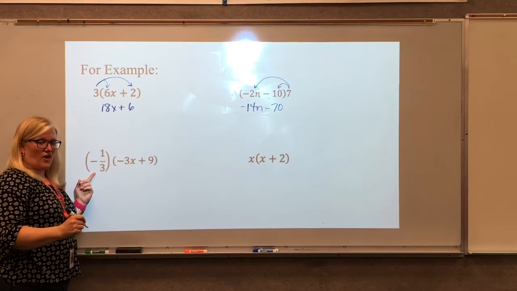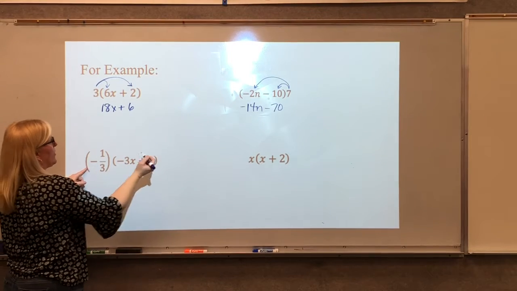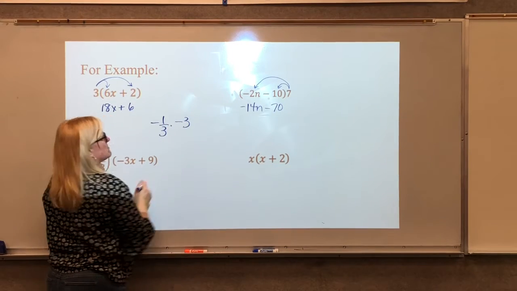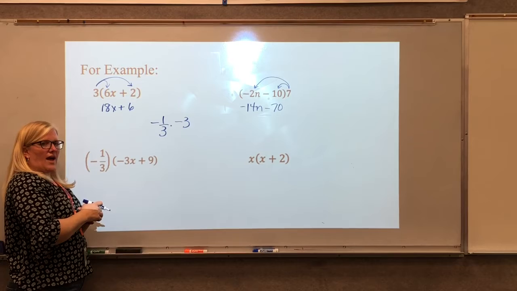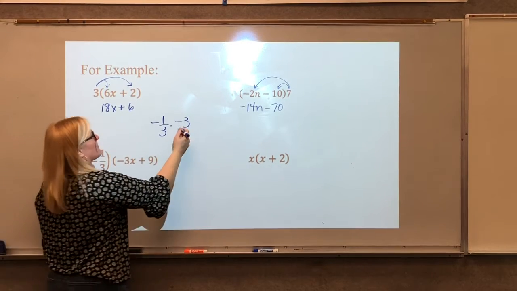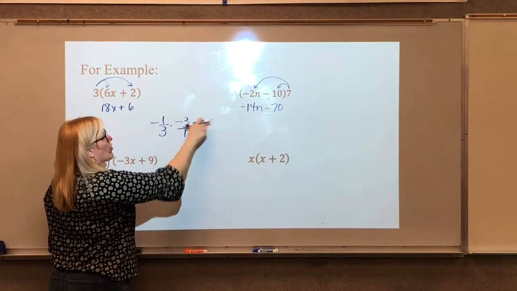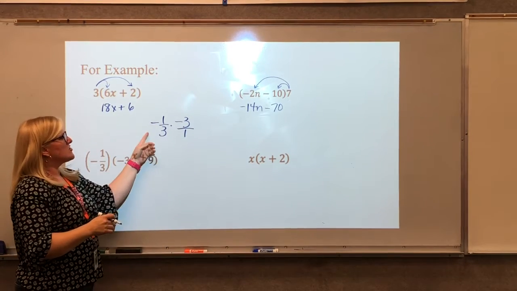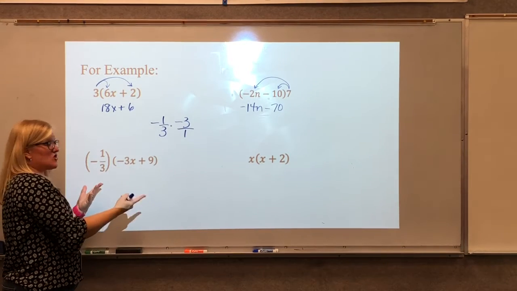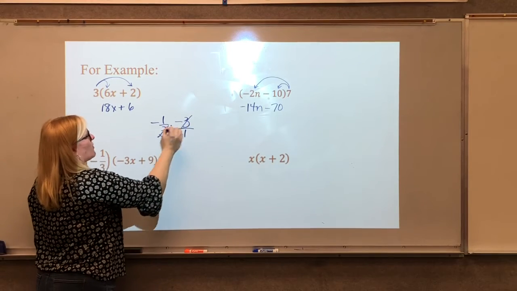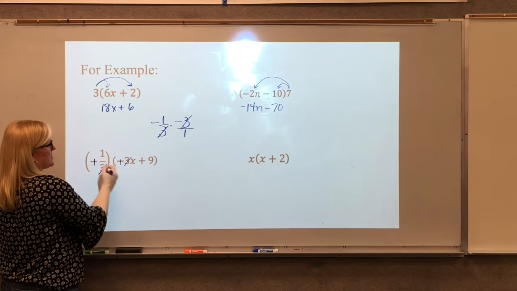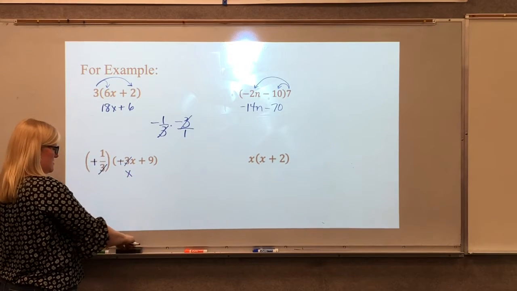Down here, I thought I'd throw in some fractions. Negative 1/3 times negative 3. I don't know why multiplying fractions is so hard for some people, but just remember that when you're multiplying fractions, they go across. So in this case, negative 1/3 times negative 3 is just 1. These two cancel each other out, and then I have a negative times a negative. So these become positive, so I'm just left with x.